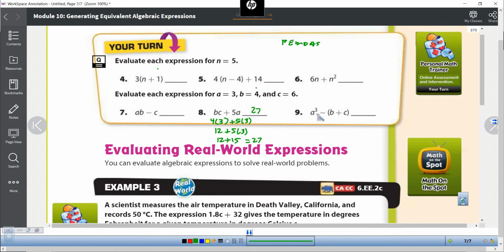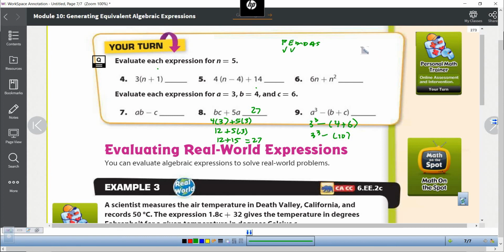All right, and then this one right here, a cubed minus (b plus c). Again, a is still 3. So I have 3 to the third power minus (4, because that's what b is, plus 6, because that's what c is). All right, so what do I have? I have an exponent, I have subtraction, and I have addition inside parentheses. Well, I'm going to do what's inside the parentheses first, because that's what it says in order of operations. So I get 3 to the third minus, well, what is 4 plus 6? 4 plus 6 is 10. So now what do I have? Now I have subtraction and exponents. Well, what's next? After I did what's inside the parentheses, now I'm going to do exponents.